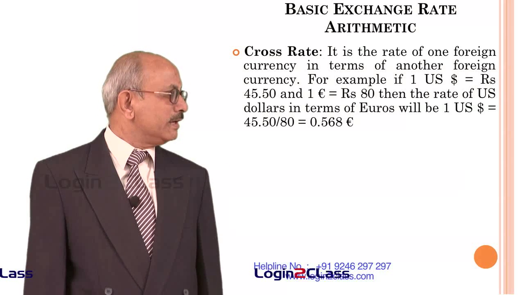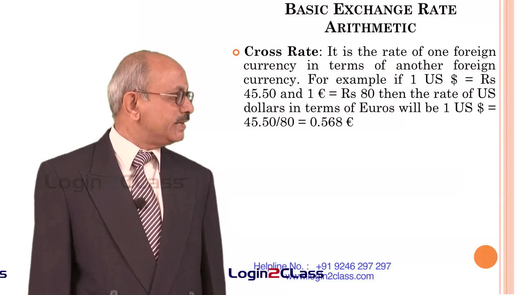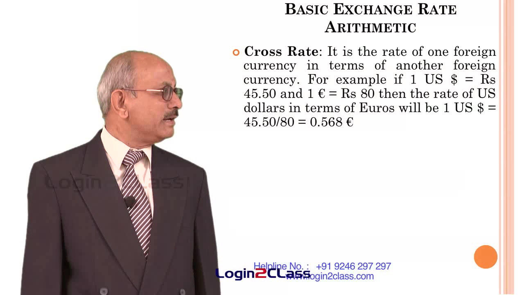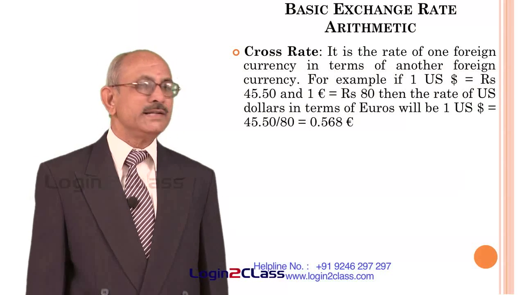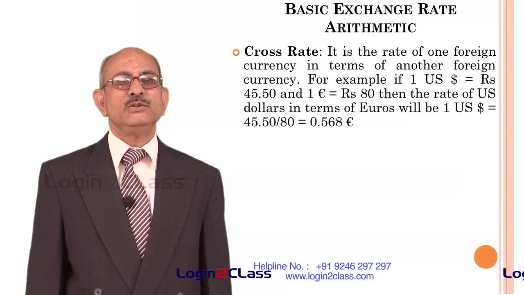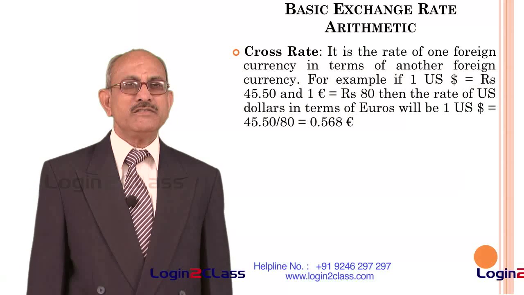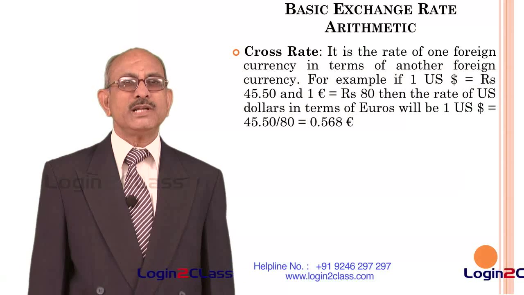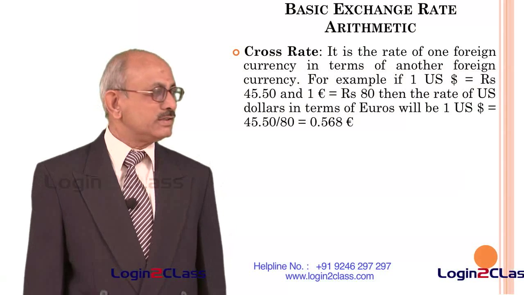For example, if 1 US dollar is 45.50 rupees and 1 euro is 80 rupees, then the cross rate will be 1 US dollar is equal to 45.50 divided by 80, that is 0.568 euros. So the quote is 1 US dollar equivalent to 0.568 euros. So here both the currencies are foreign currencies. Such a rate is known as the cross rate.